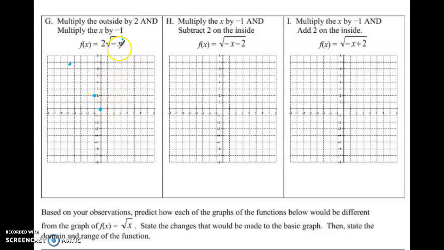All right. Same thing, you'd want to plug in negative 4. Negative of negative 4 is positive 4. The square root of 4 is 2, times 2 is 4. So negative 4, 4. So our graph looks something like this. Please ignore this dot. I accidentally put that there. So there's two transformations here.